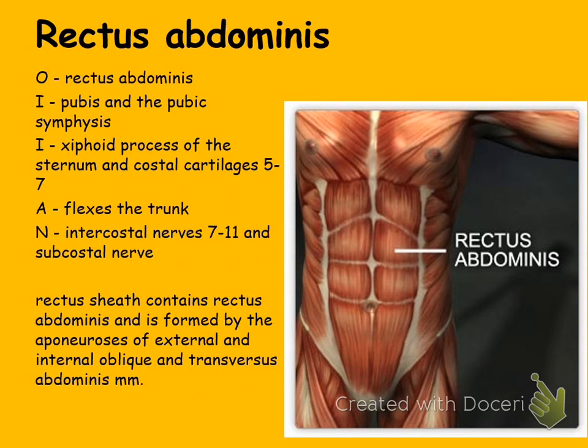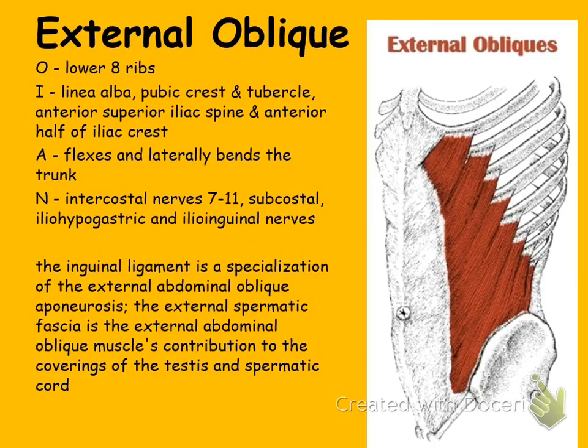Rectus abdominis, we already did that one, didn't we? Not do that one again. External obliques. These are muscles along the side of your stomach. Makes it so that you can turn. Helps you rotate your body in different directions.